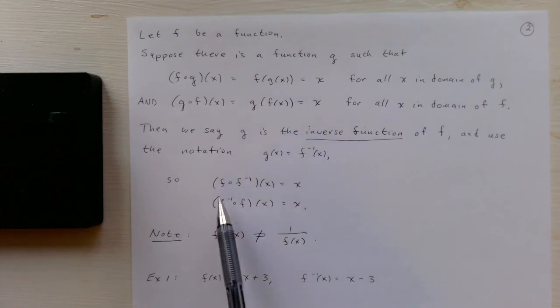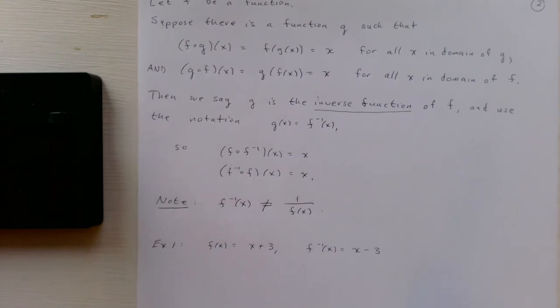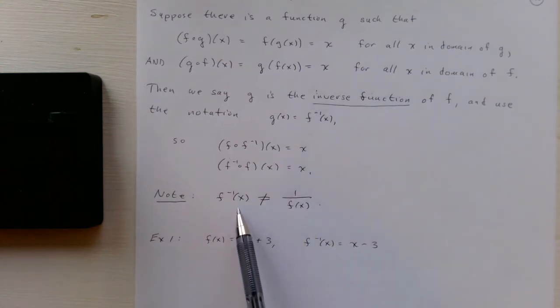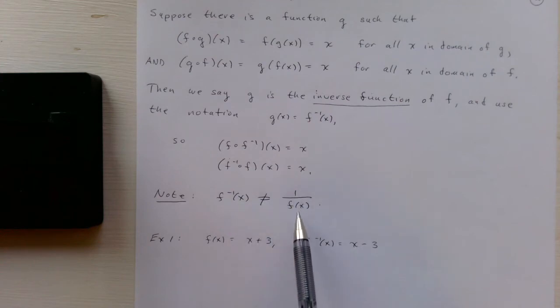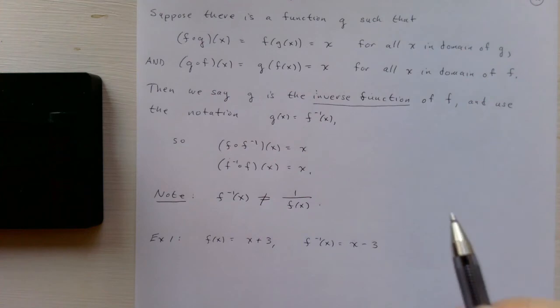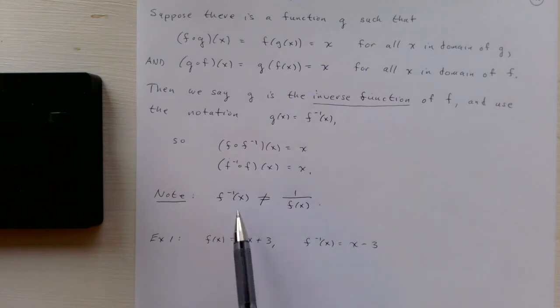So when you compose a function with its inverse, you always get x. The most important thing to keep in mind here is that the inverse function is not equal to 1 over f of x. I know it's a little strange because when we raise a number to -1, that's the same thing as taking its reciprocal. But this is an inverse with respect to composition, not multiplication. So that can trip some people up, but we want to keep that in mind.